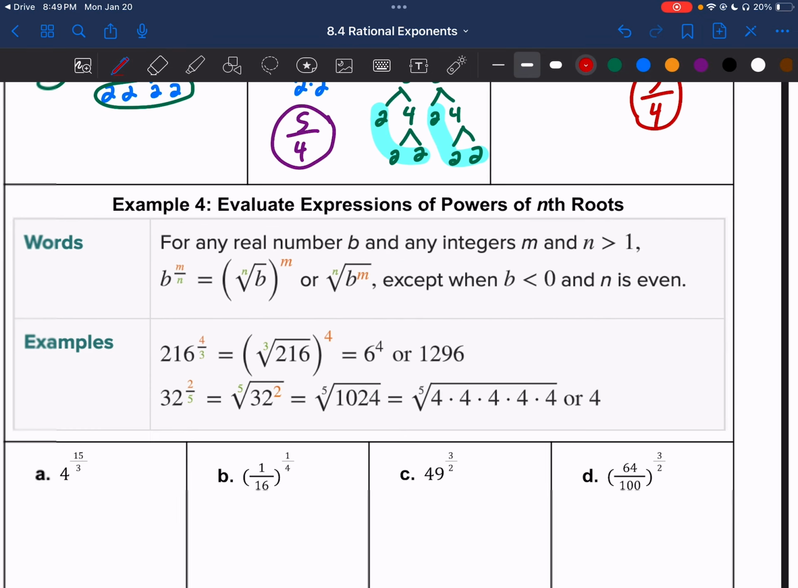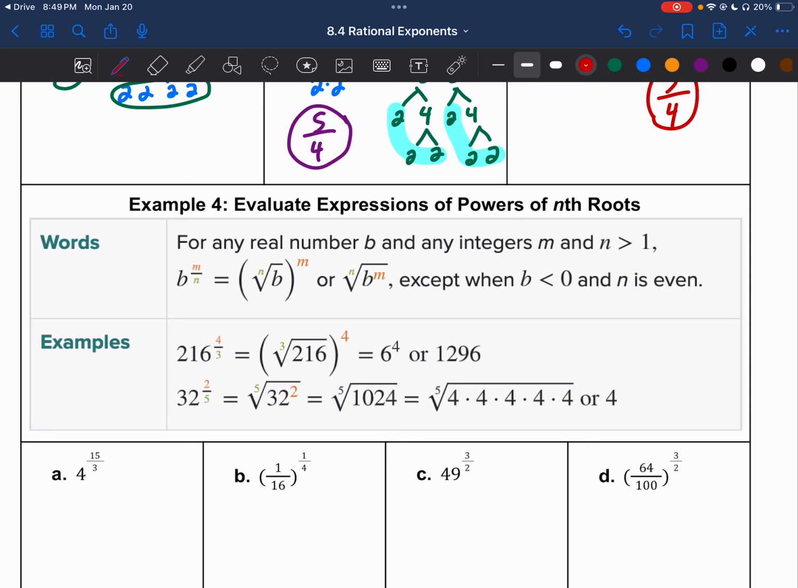All right, example 4, we are going to evaluate expressions of powers of nth roots. So our description of this: for any real number b and any integers m and n that are both greater than 1, b to the m over n is equivalent to the nth root of b to the mth power, or the nth root of b, to the m. So either you can put the exponent on the inside or the outside of the parentheses. It doesn't really matter. Both are equivalent. And this is except when b is less than 0 and n is even.